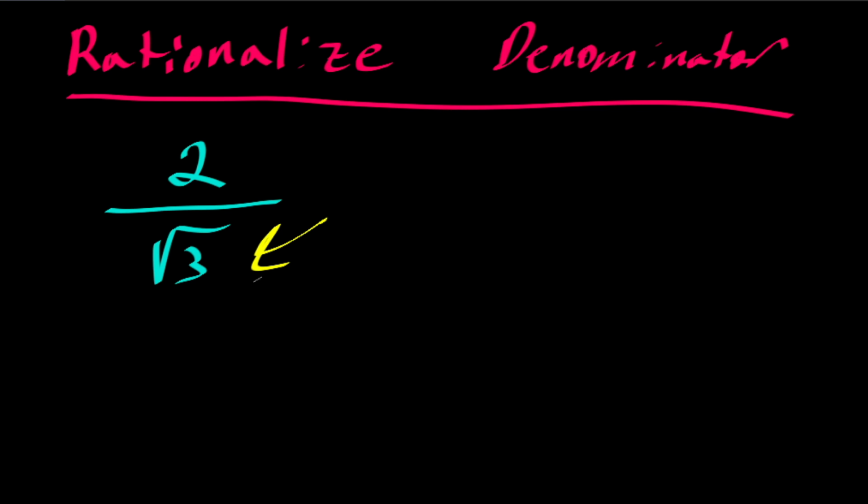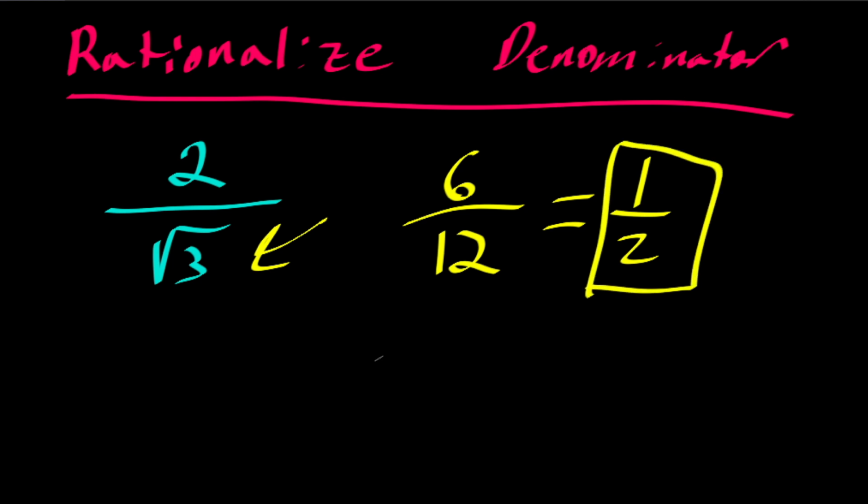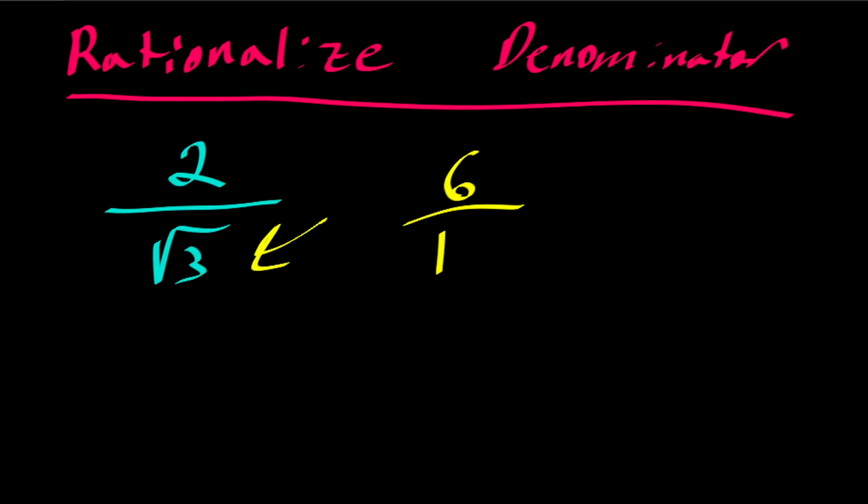I would relate it to this. While you're in high school in like Algebra 1, Algebra 2, classes like that, it's basically the same as leaving 6 over 12 as 6 over 12. Whereas you could reduce this to 1 over 2, and that's what your teachers typically want you to do. It's the same thing with this 2 over the square root of 3. So we want to rationalize this denominator, okay?